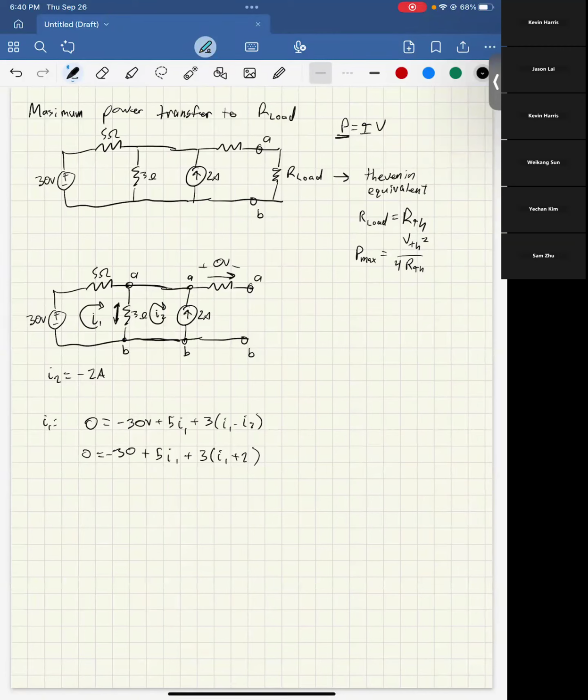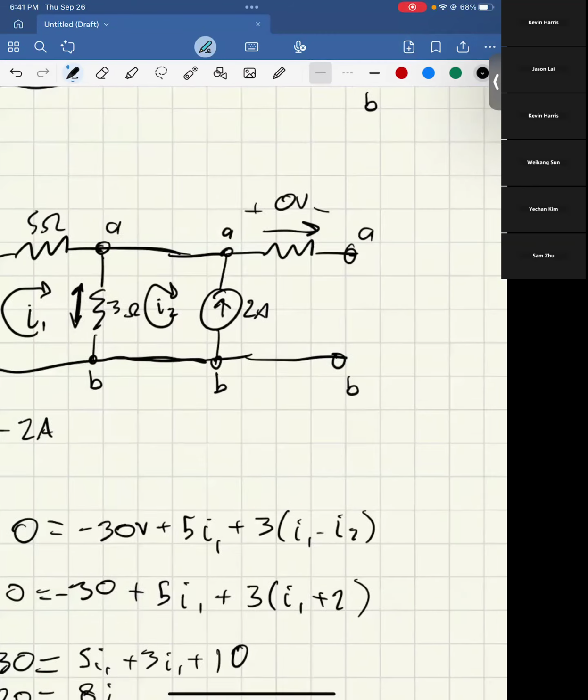I'll just continue doing that. This is now just going to be algebra. 30 equals 5 I1 plus 3 I1 plus 10. Subtract 10 from both sides, combine terms, and you get 20 equals 8 I1. I'll check once I get the final number. So I1 equals 20 over 8, or 10 over 4, or 5 over 2. I think I can simplify it that much. 5 over 2 amps.